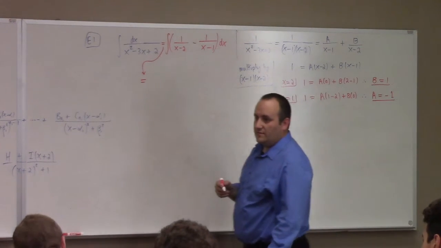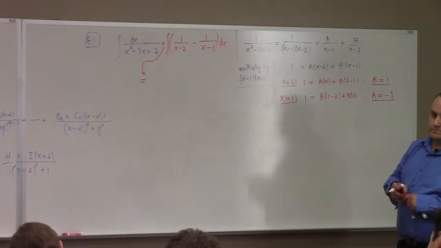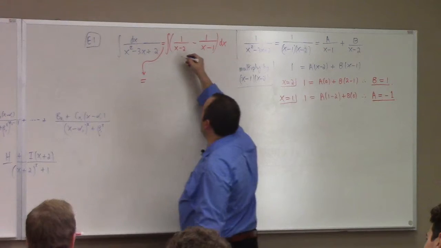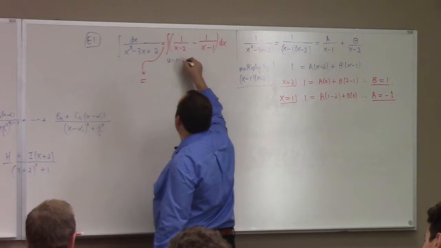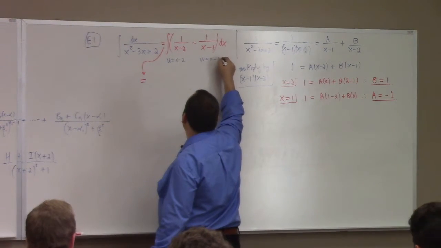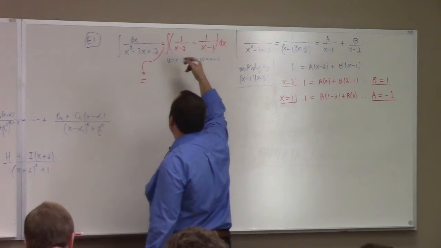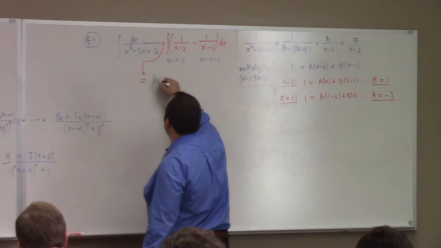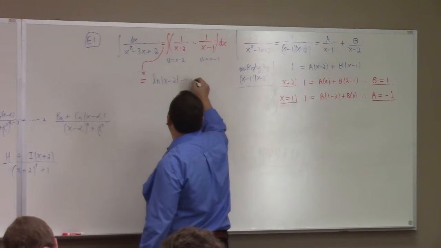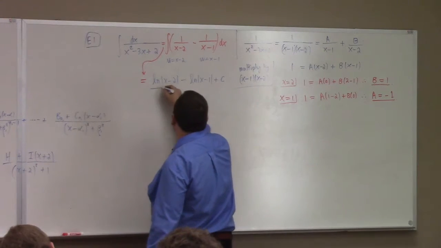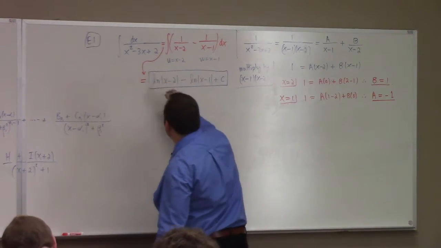And so doing, we can just integrate, right? If you like, you could think about making a u equals x minus 2 and a w equals x minus 1 substitution. Anyway, getting to the point here, that's natural log the absolute value of x minus 2 minus the natural log the absolute value of x minus 1 plus a constant. And there you have it.